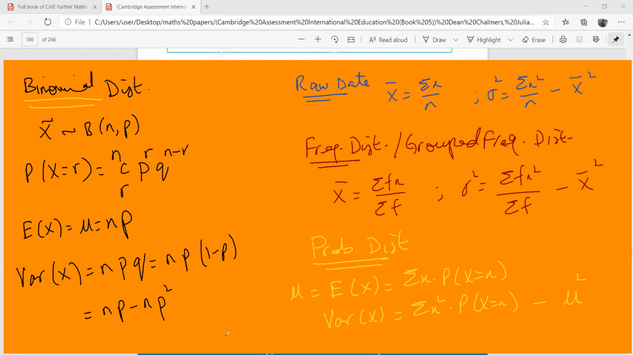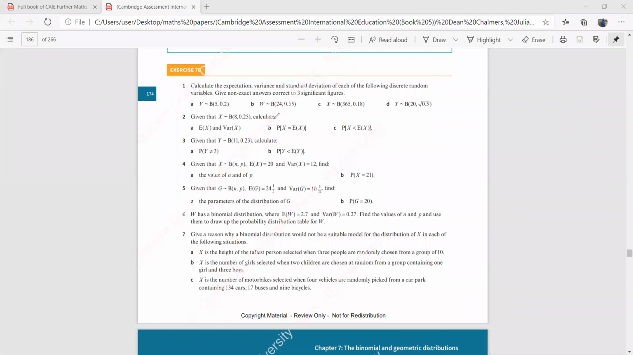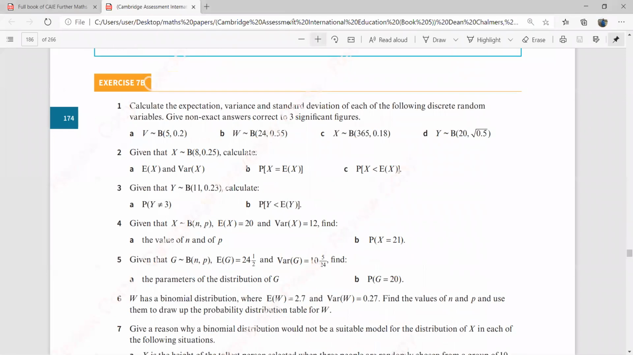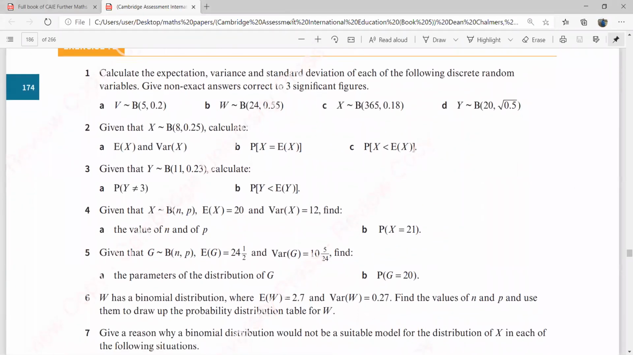I give you time to note it down. If you have noted down the formulas, then we can move on to the exercise. Look at exercise 7b, and you will have a test from 7b and 7a on Monday, inshallah.